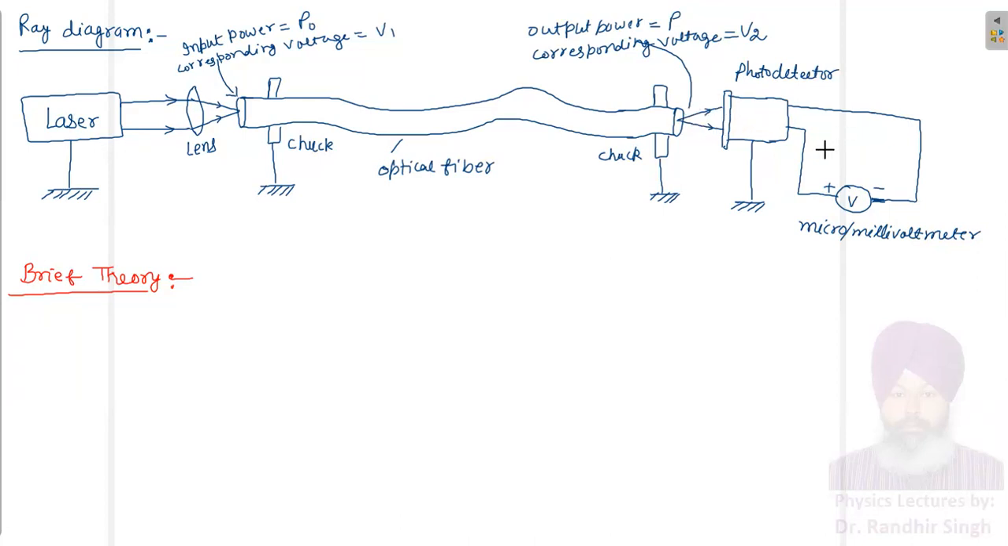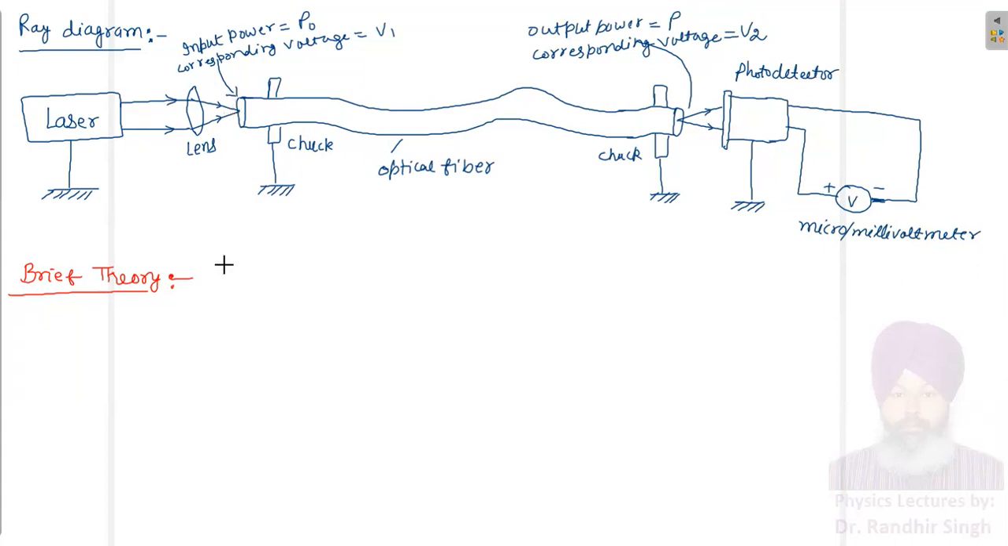The photo detector will generate a voltage signal, and that voltage signal will be measured using this microvolt meter or millivolt meter. We should remember that although I have shown these stands to be fixed, actually these stands are movable. These are actually on an optical bench. That optical bench I have not shown in the diagram. The photo detector will be fixed here for measuring output voltage V2, and the same photo detector can be fixed here for measuring the input voltage V1.